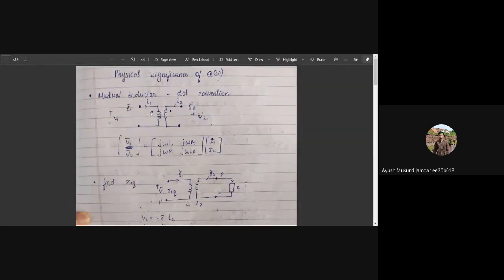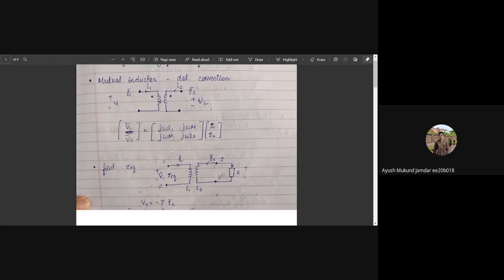So if you remember, the dot convention is for the mutual inductor to specify whether M in the mutual inductance is to be taken negative or positive. In this case, we have the two dots. The current is flowing towards them in both the inductors. So we'll take M to be positive, and when represented in matrix form, the relation between V1, I1, V2, I2 will be this way.